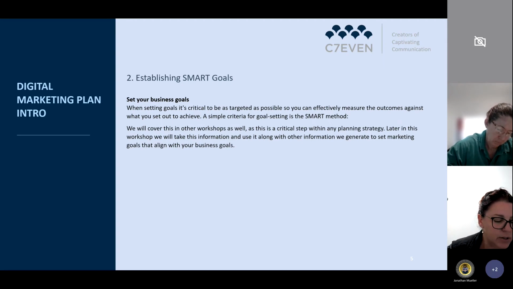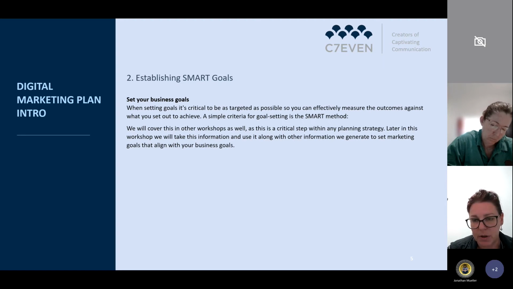So it's a critical step within any planning strategy. And later in the workshop, we'll actually take some of this information within these SMART goals and use it along with other information that we develop, such as a SWOT analysis and that sort of thing, to set marketing goals that align with your business goals. So we'll just go through.